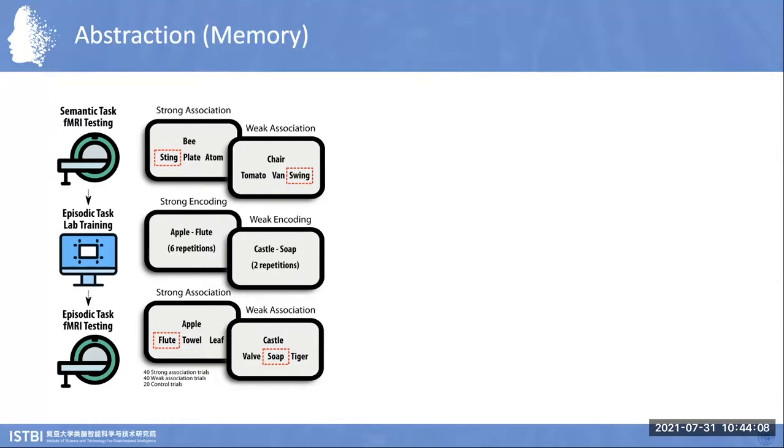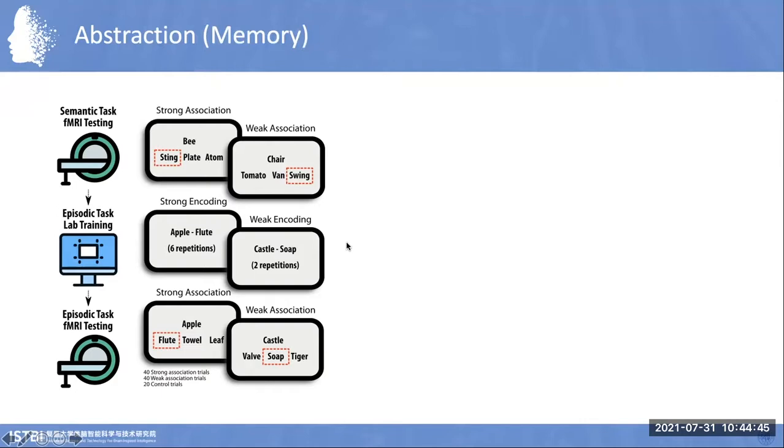So for that purpose, the participants first attended an fMRI session in which they were asked to select a target word that was most conceptually associated with a probe amongst two other alternatives. So for instance, if the participants were shown bee, the correct answer in this instance would be sting. But in addition to that, they had some weak association trials as well, in which if the target was chair, the correct answer in this instance would be swing, right?